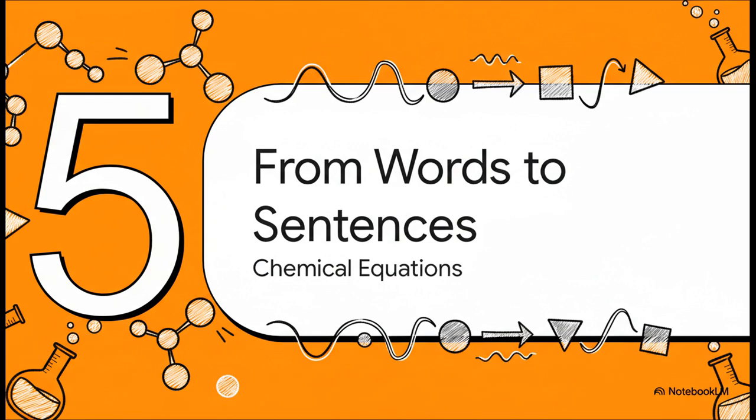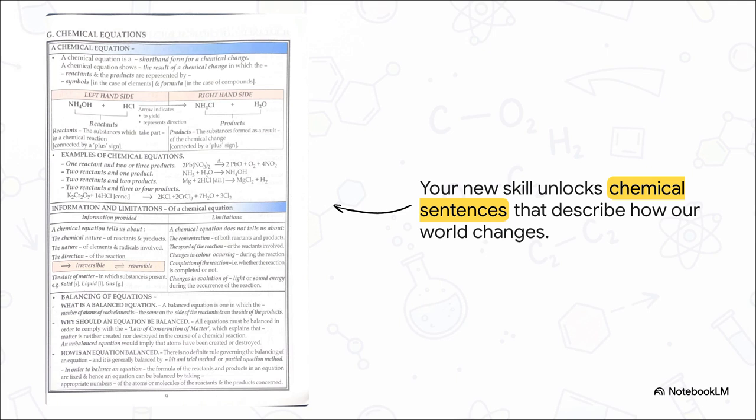That's huge. But what's the point of knowing words if you can't build sentences, right? Well, these formulas you can now write are the essential parts of something much bigger, chemical equations. Look at this. This right here is a chemical sentence. It tells a whole story about transformation. In this story, an acid and a base react to create salt and water. And hey, look closely. You can already read some of the words in there, like H2O. Equations like this describe everything, from how a car battery works to how your own body digests food. Your new skill is the key to understanding all of it.